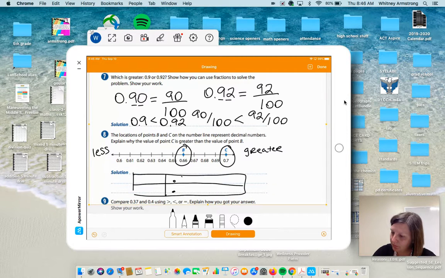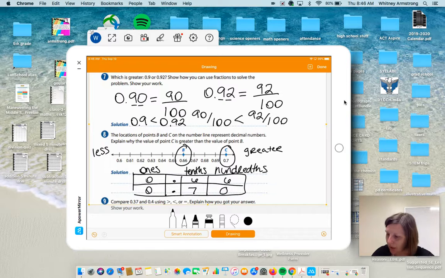So I have ones, tenths and hundredths here. If I put those in my place value chart, I have 0.66 and 0.7, and remember I have an extra spot, so I need to put a 0 there. So I can look here at my tenths place. I know that 7 is greater than 6, so that means that 0.7 is greater than 0.66. So you have lots of options here on ways to answer these questions.